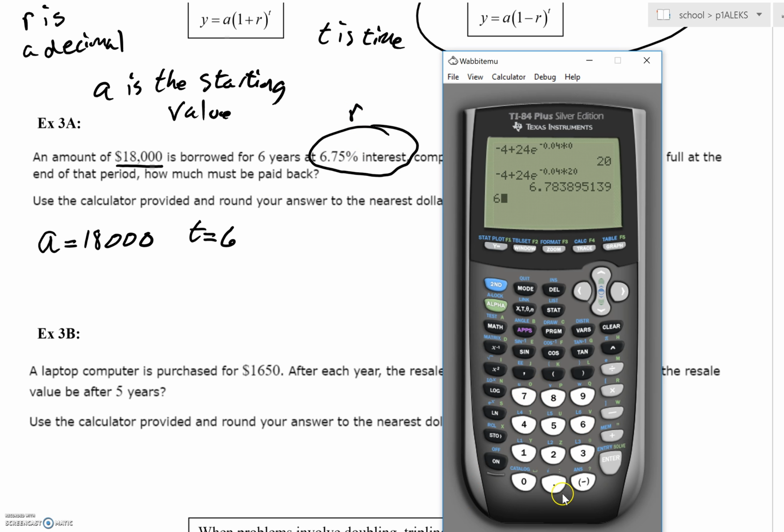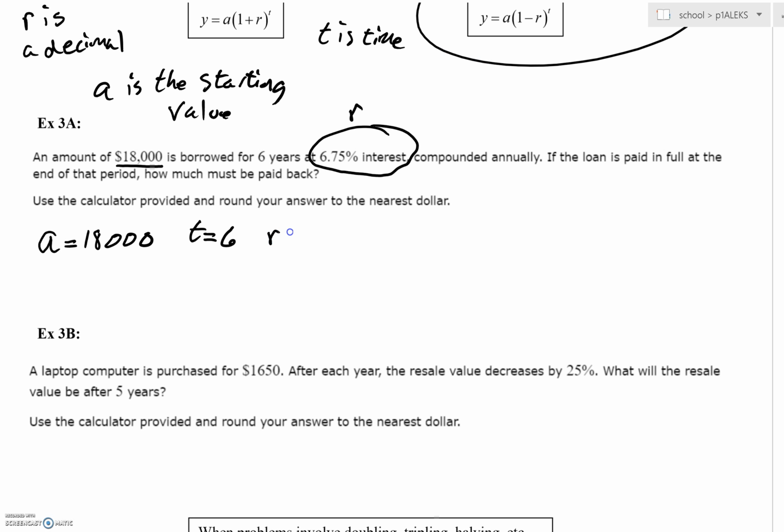But this is where we've got to be very, very careful. Percent means divide by 100. So your R is 0.0675. Please remember to always do that. If kids get a problem wrong, 9 times out of 10, it's because of this. The loan is paid back in full. How much must be paid back?